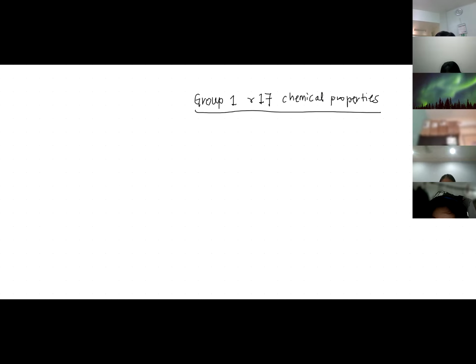Okay. Right there, group 1 and 17, chemical properties, and write down today's date, 17/7. I got 8 formulas for you all to do.